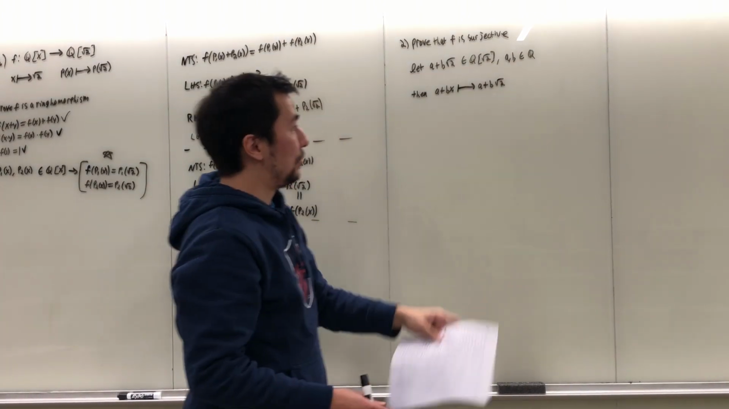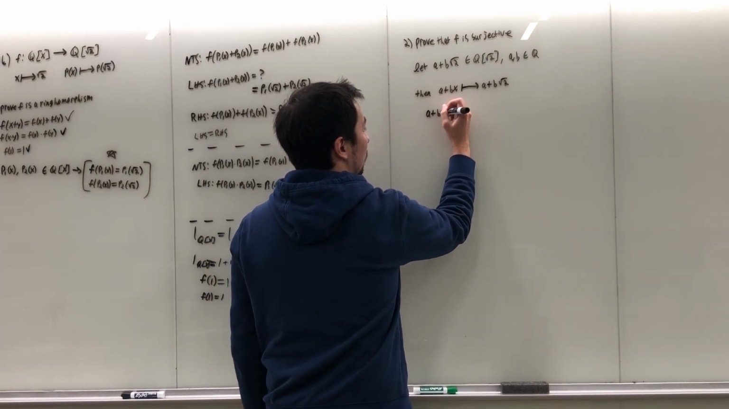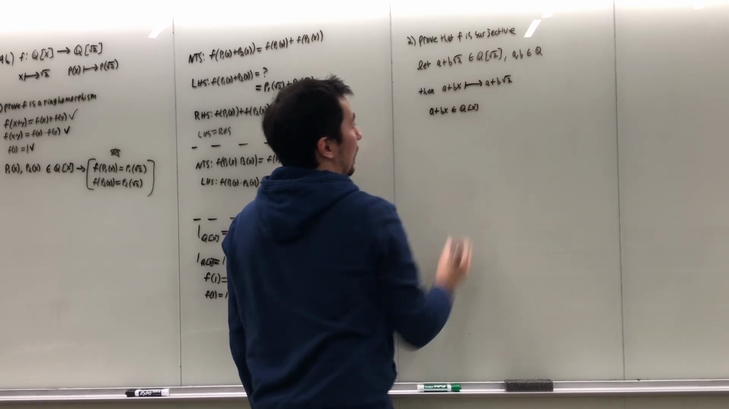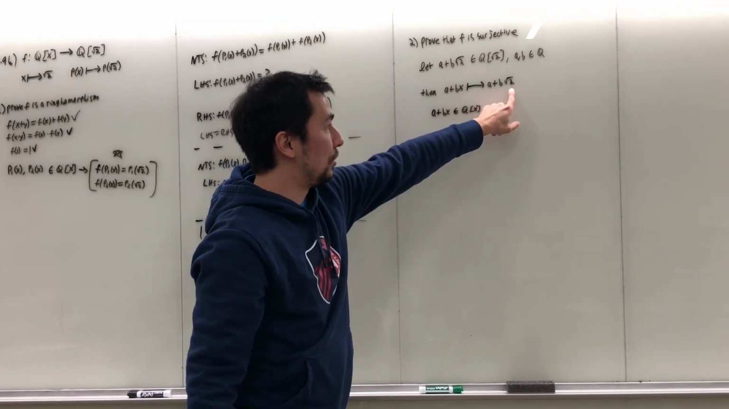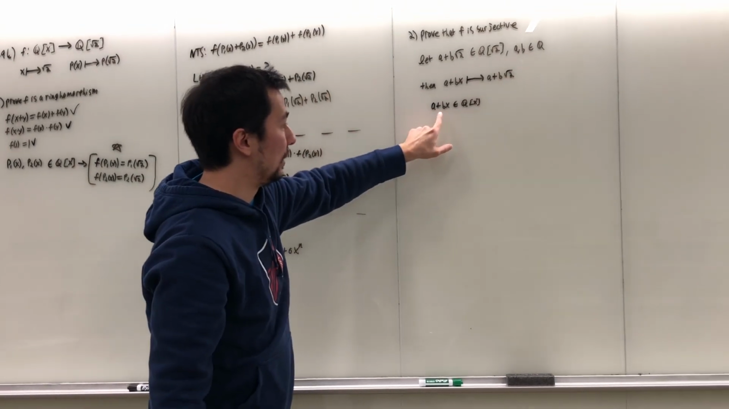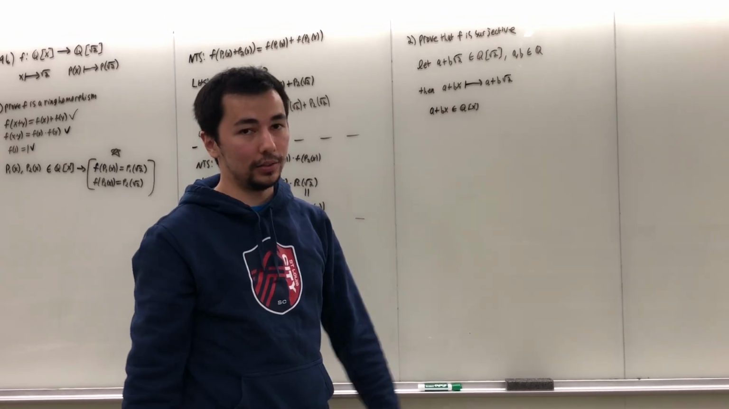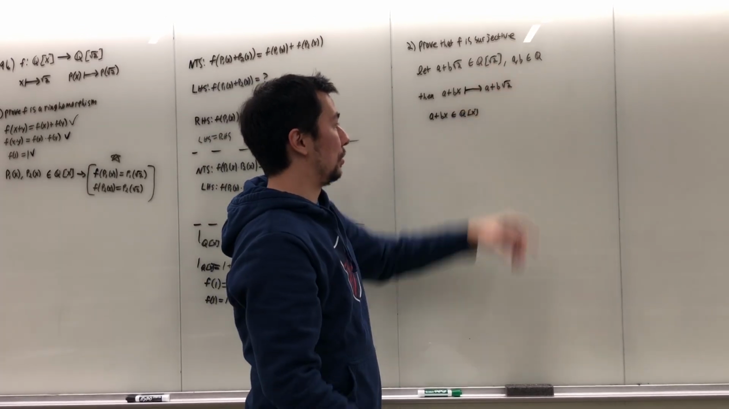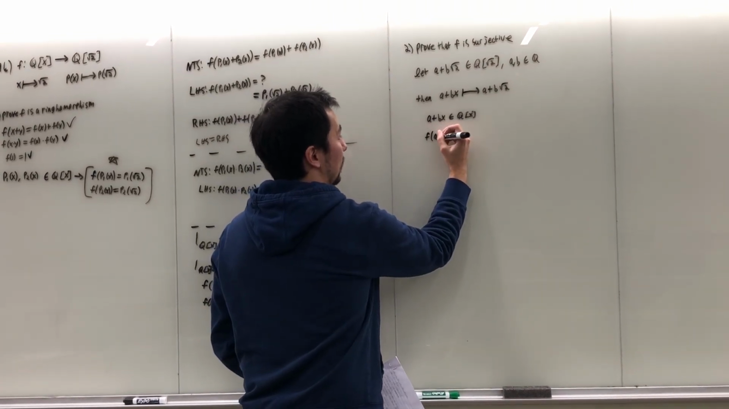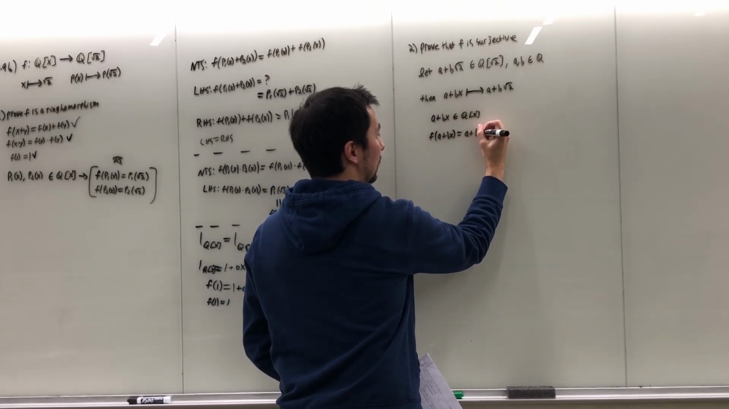So doing that, we've shown that a plus bx is an element of Q of x, and that for any a plus b square root of 2, as long as a and b are rational numbers, we can have a map from a plus bx straight to that spot in the Q square root of 2. So we've shown essentially that f of a plus bx equals a plus b square root of 2.